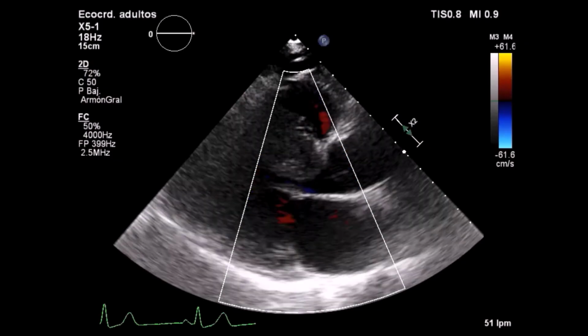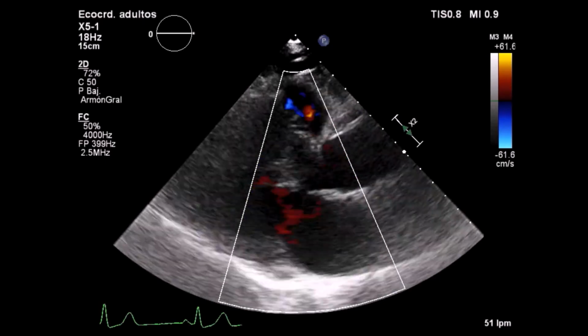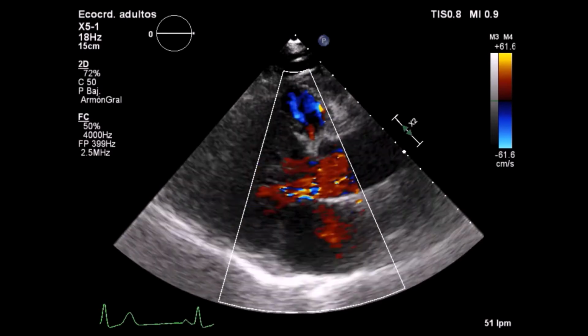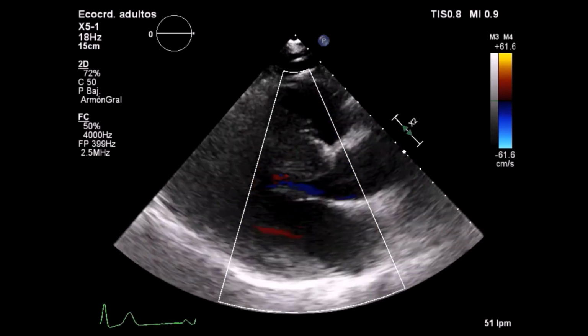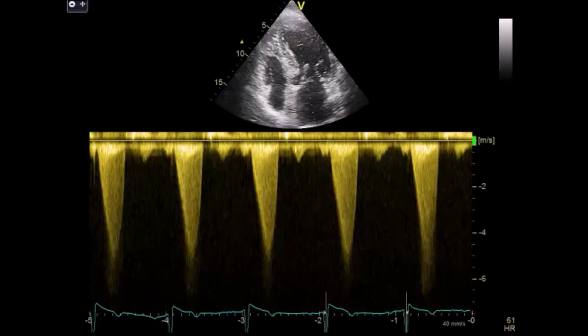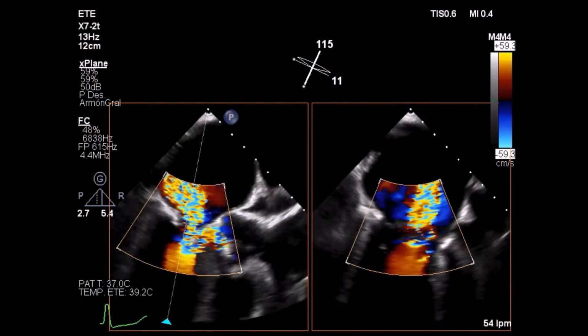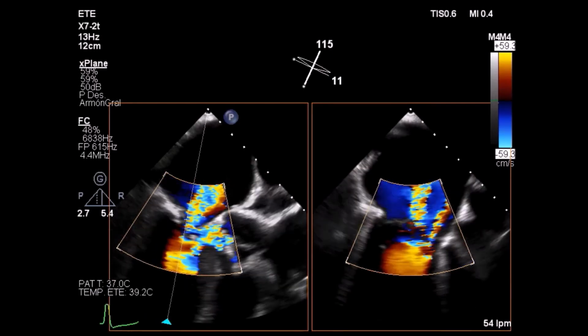Last but not least, when septal hypertrophy is severe, a functional obstruction of the left ventricle outflow tract can occur, accelerating blood flow, generating intraventricular pressure gradients, and a systolic movement of the anterior leaflet of the mitral valve that secondarily triggers mitral regurgitation.